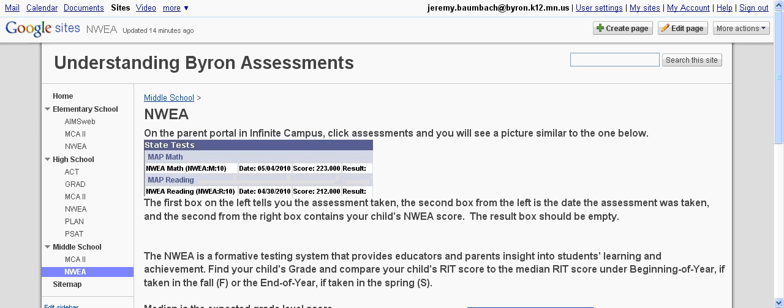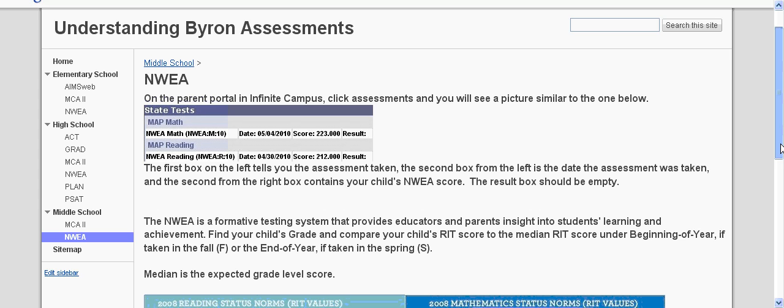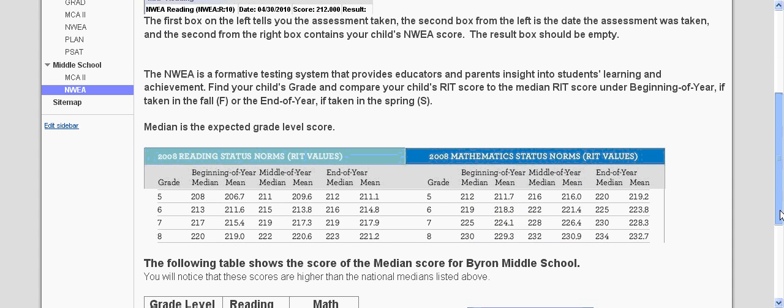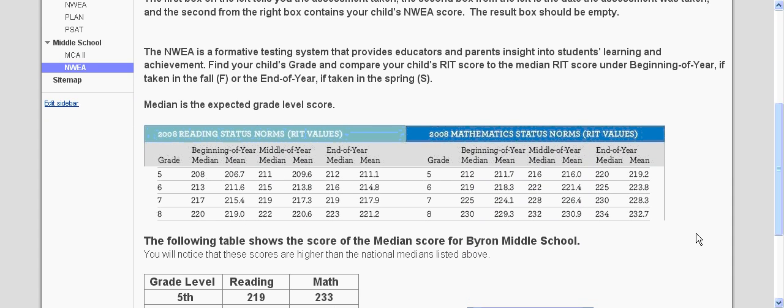Now, let's figure out what these scores, a 223 and a 212, kind of mean, to give you a little insight. The scores, whatever your student, son or daughter's score is, revolve around the testing year, and we look at the median score: the beginning of the year median, middle of the year, and the end of the year. What you need to compare to is the end of the year.